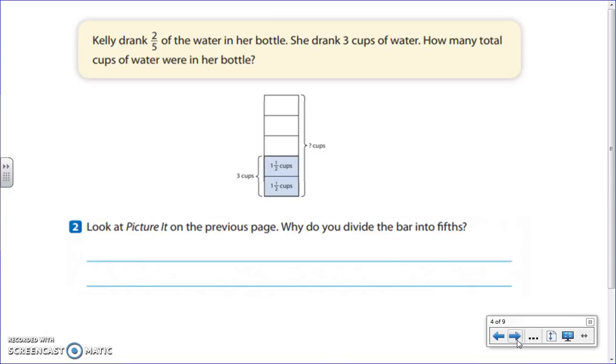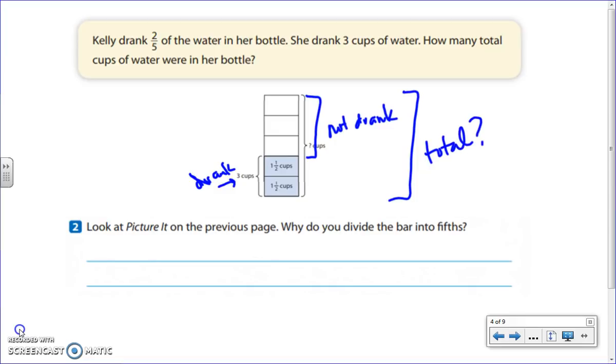Okay, so you can see that this is the model in your book. And you can see that in their model, they labeled how much she has drank. So this is how much she has drank. And this is how much she has not drank. And we need to know how many total cups are in a water bottle.